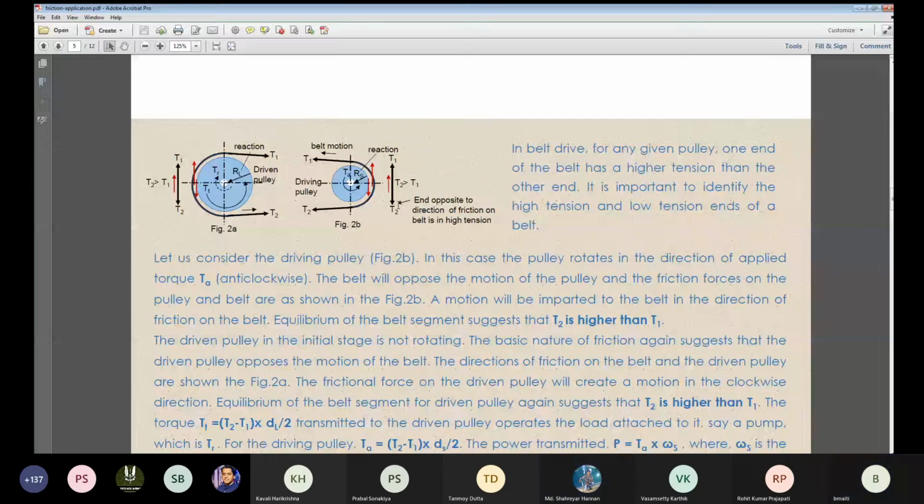Okay, fine. So the friction on a smaller pulley is the cause of rotation of the smaller pulley. That is the driving pulley.